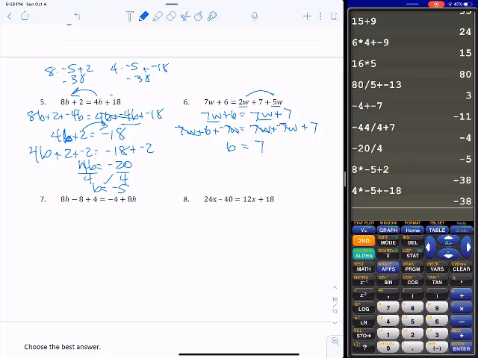And we know that 6 does not equal 7. So we put a slash through the equal sign, and we say no solution. Just like that.